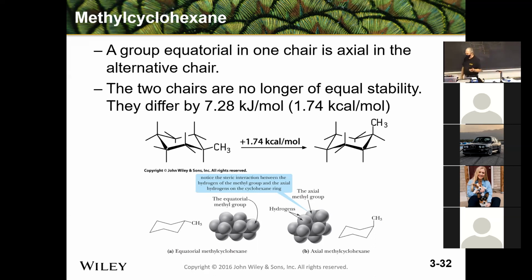If you have a very large constituent, like a tert-butyl group, I'll show you a tert-butyl group, or even an isopropyl group. Here's an isopropyl. One more carbon. There we go.